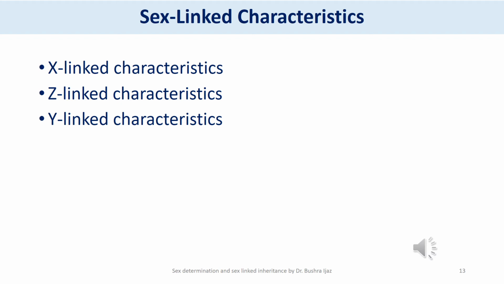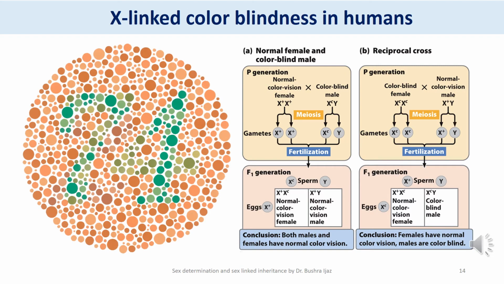Y chromosome. So first of all, let's look at an X-linked character, which is color blindness, very common in humans. Let's just look at that. But before we start explaining the X-linked color blindness, I want all of you to look at this color test plate on the left side of this slide and check if you can see a number written inside it.